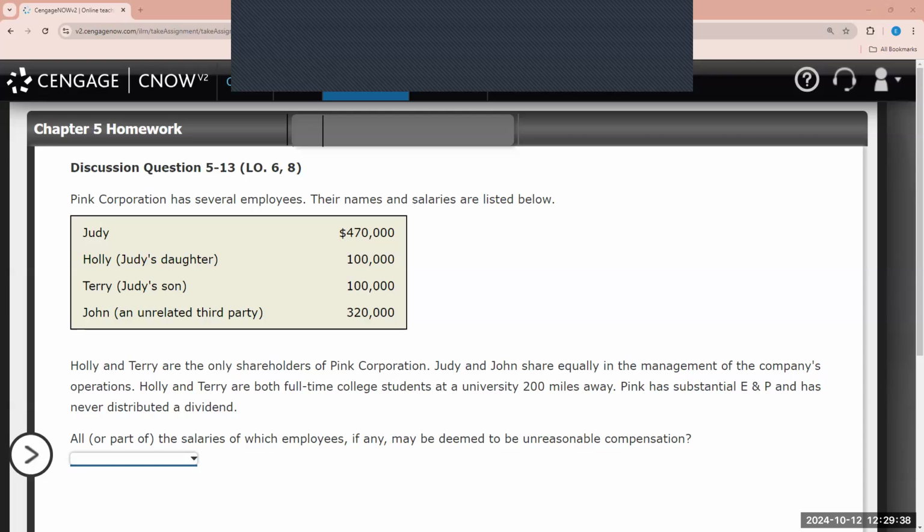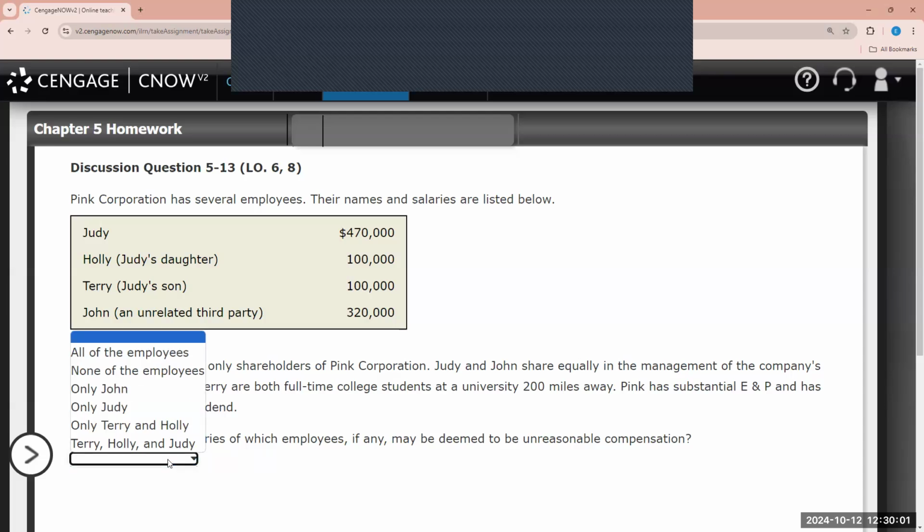So given the corporation's dividend history and the disparity of the salaries, the IRS might be able to successfully argue that all of the salary that was paid to Terry, to Holly, as well as a portion of Judy's salary, the amount that is in excess of how much was paid to John, the difference of $150,000, might be deemed unreasonable. So the correct answer is Terry, Holly, and Judy.